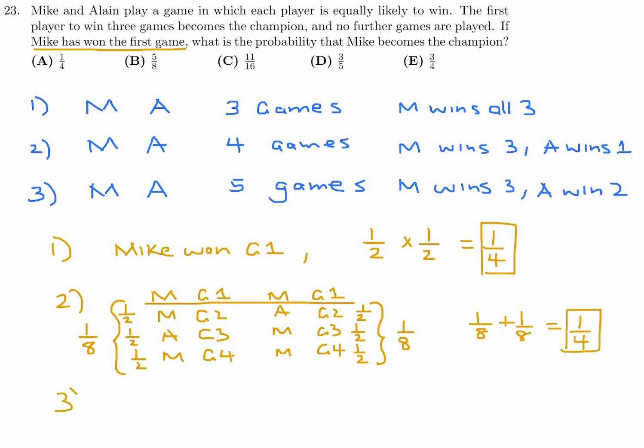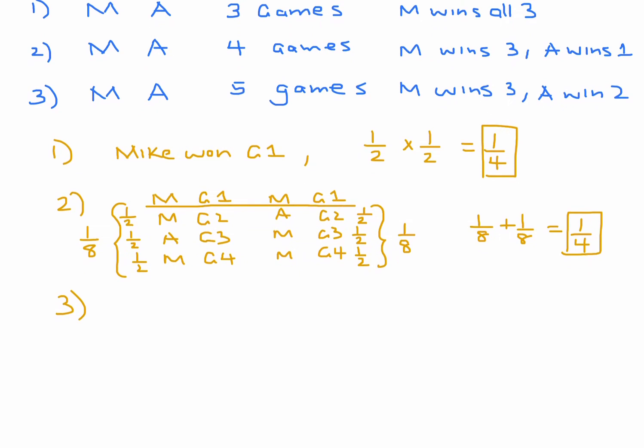Now we calculate the probability of scenario 3. Scenario 3 has 5 games, and Mike wins 3 and Elaine wins 2. So we have a few different ways of doing it.